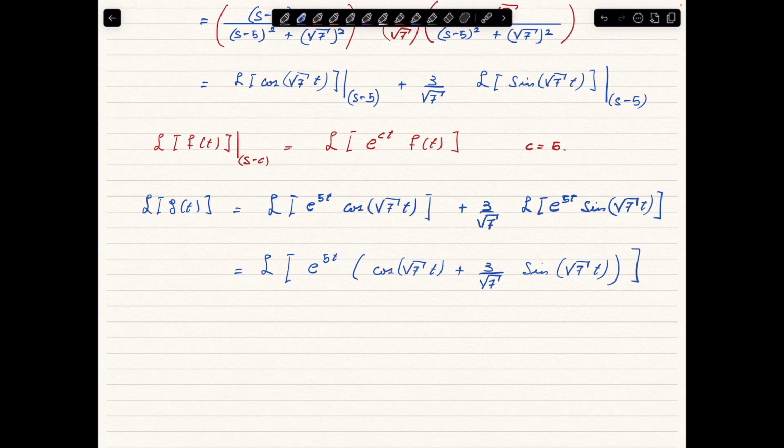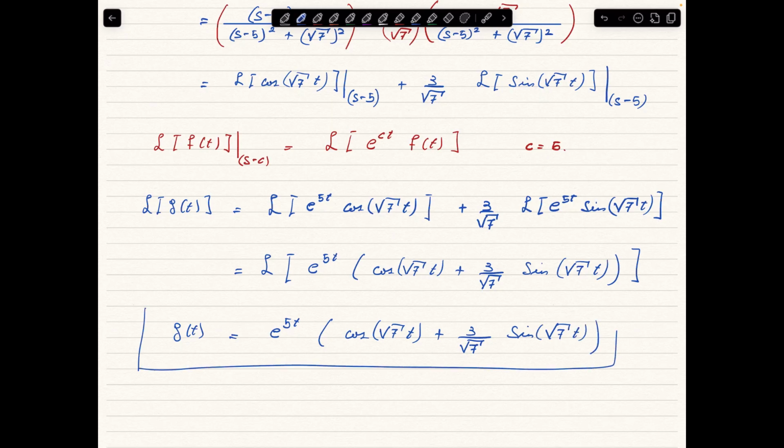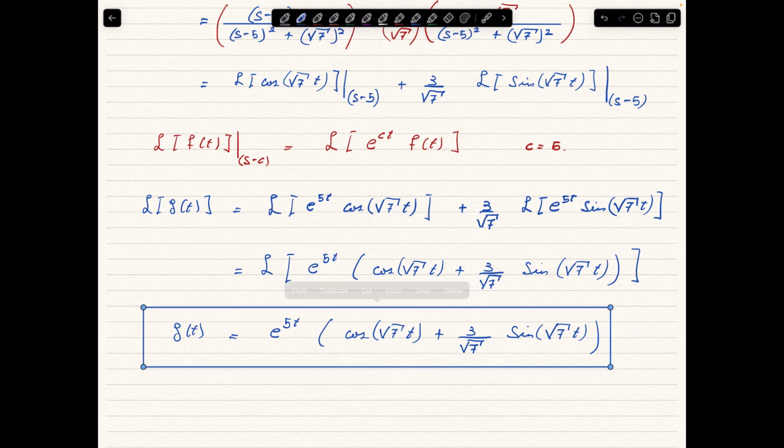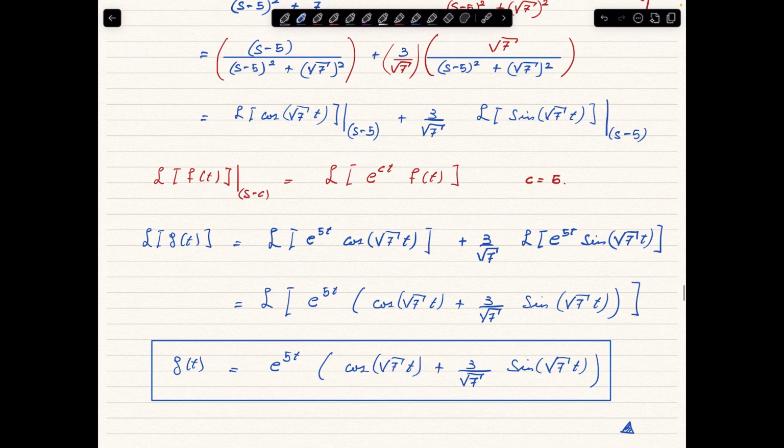Well, if the two Laplace transforms are the same, then the functions are the same, and the function is then exponential 5t, and then we have the cosine of square root of 7t plus 3 over square root of 7 sine of square root of 7 times t. And that is how we can use that identity to obtain the function that has this Laplace transform. Okay. So these are two examples, one to use each identity.